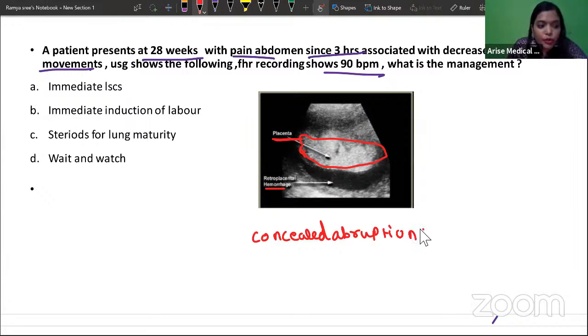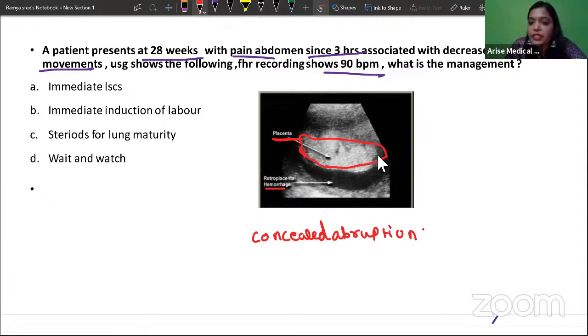Very good, Renju. This is abruption. To be more precise, this is concealed abruption. Probably next class, I'll show you one image of placenta, one question on placenta previa with image. Placenta previa is placenta lying in the lower uterine segment. Abruption is premature separation of placenta.